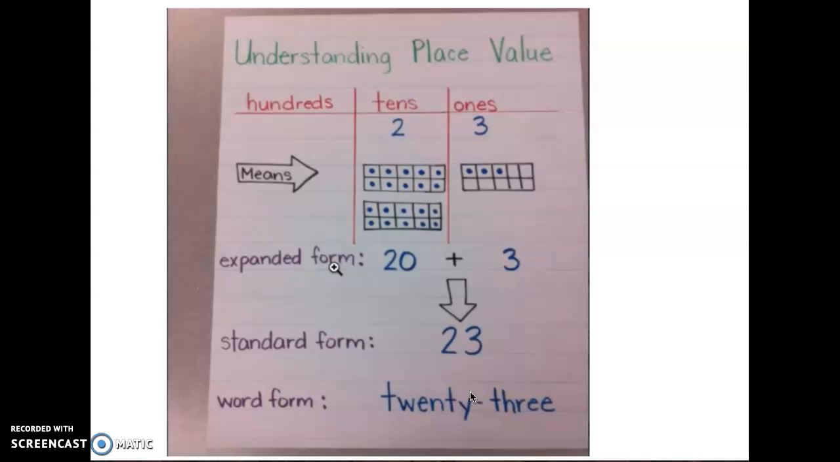Okay? So this is an anchor chart that we've discussed in class before. We've gone over tens and ones. This is the tens section. This is the ones section. To break it down, we can use expanded form. 20 plus 3 equals 23. And that's standard form. And we can also break it down in words. Go ahead and practice this in your journal. If you want to copy this in your journal, go ahead and feel free to do so. You can go back to it when you work on your problems later this week.